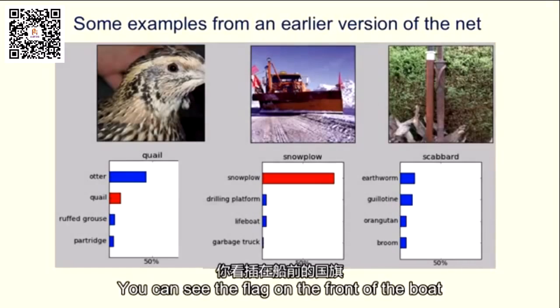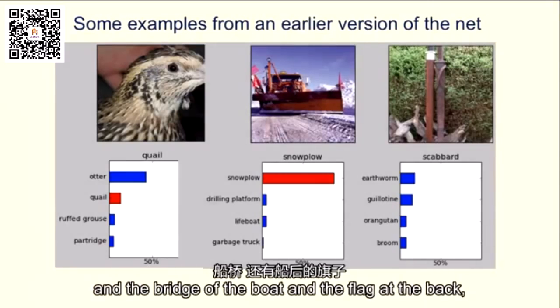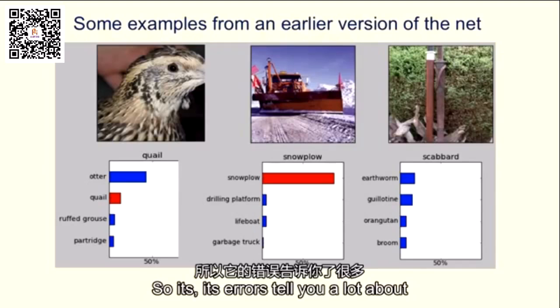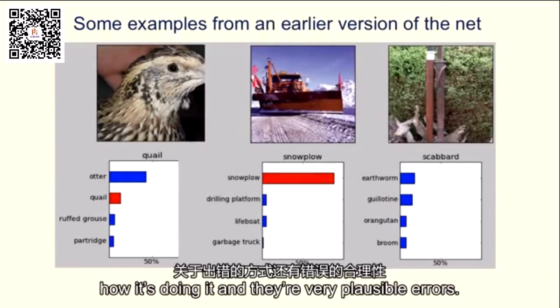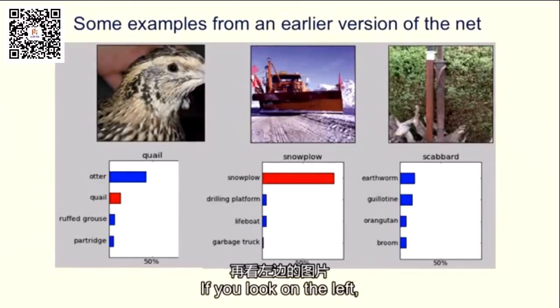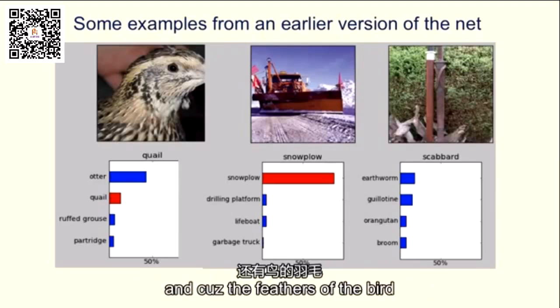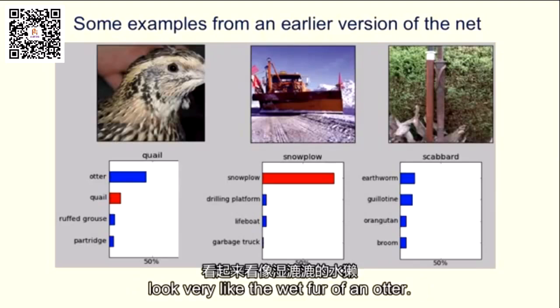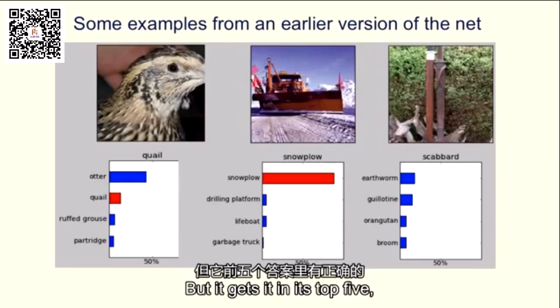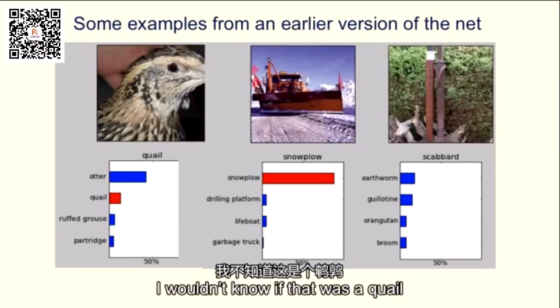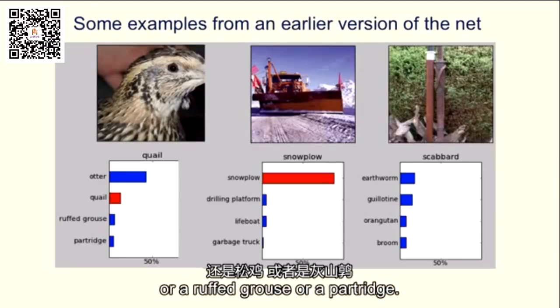You can see the flag on the front of the boat, and the bridge of the boat, and the flag at the back, and the high surf in the background. So its errors tell you a lot about how it's doing it, and they're very plausible errors. If you look on the left, it gets it wrong, possibly because the beak of the bird is missing, and because the feathers of the bird look very like the wet fur of an otter. But it gets it in its top 5, and it does better than me. I wouldn't know if that was a quail or a ruffed grouse or a partridge.